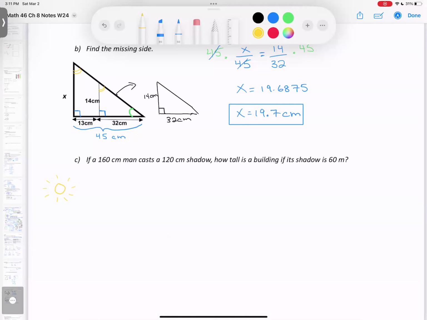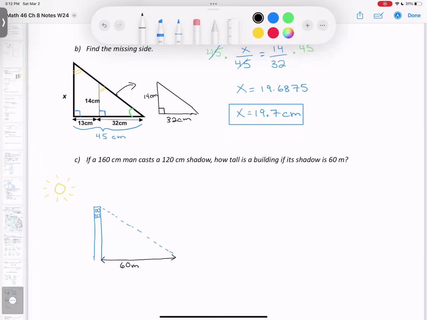We can assume this building and the man are in the same place geographically, so the sun is at the same angle for both. And so we've got this building. Okay, here's my building, and the sun is shining and the building makes this angle that results in a shadow on the ground. So here's the shadow this building is making on the ground, and that shadow is 60 meters.